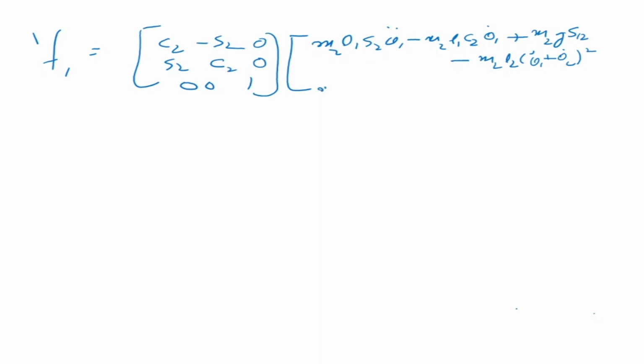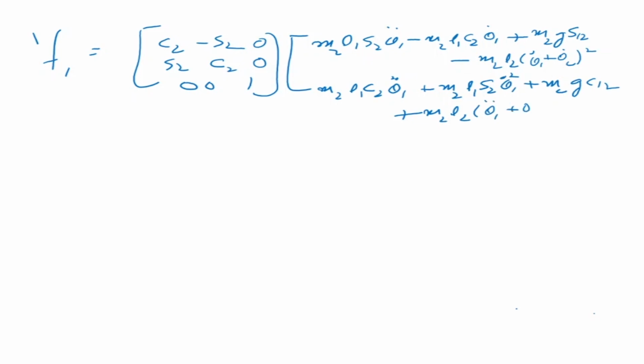The second term is m2 L1 cos θ2 θ1 double dot plus m2 L1 sin θ2 θ1 dot squared plus m2 g c12 plus m2 L2 (θ1 double dot plus θ2 double dot). Okay, and the last one is 0. So these are three terms. Okay, so the first term, second term, and third term.